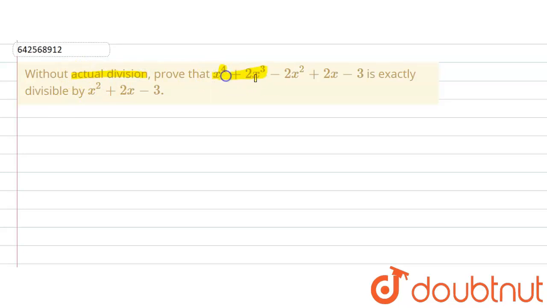The given question says that without actual division, prove that x raised to the power 4 plus 2x raised to the power 3 minus 2x raised to the power 2 plus 2x minus 3 is exactly divisible by x square plus 2x minus 3. So we are supposed to prove that this polynomial is exactly divisible by this polynomial.